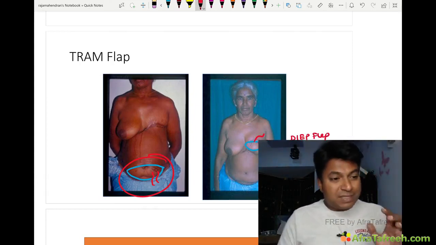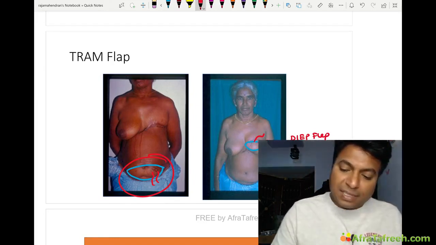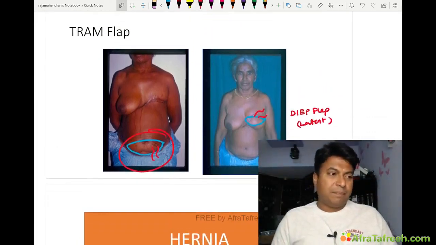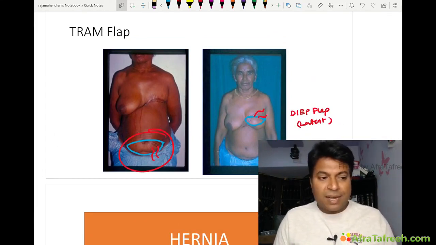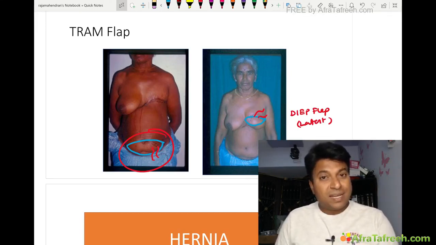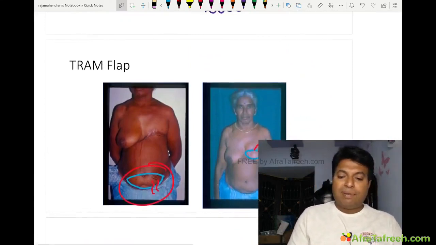We don't use muscle. Deep inferior epigastric perforator flap. It is the latest flap. You should not forget, it is skin, subcutaneous tissue and fat that are included in the DIEP flap. It does not include muscle. Okay, so any doubt you have in breast?